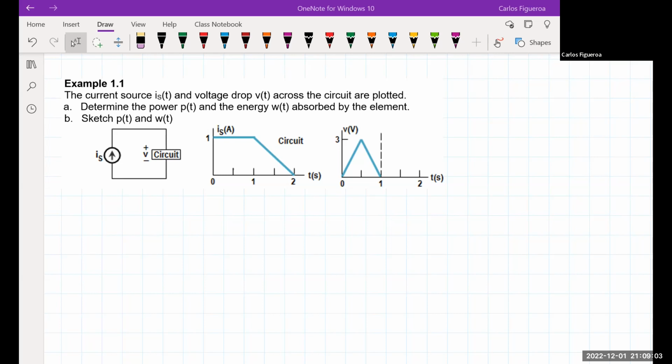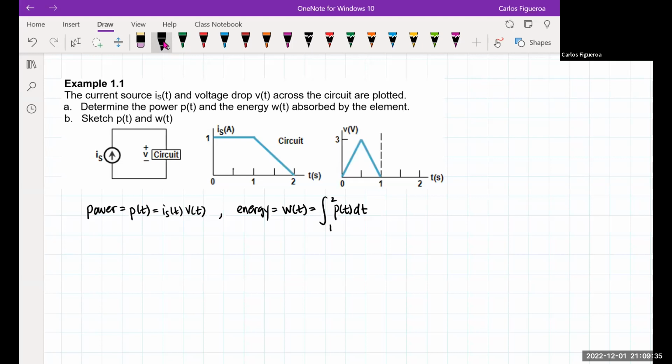So if we want to determine the power, then this is what this means here. That the power is a function of time, and it's going to be the current source times the voltage. And the energy, written as W of t, is then going to be the integral of the power function relative to their interval right here.